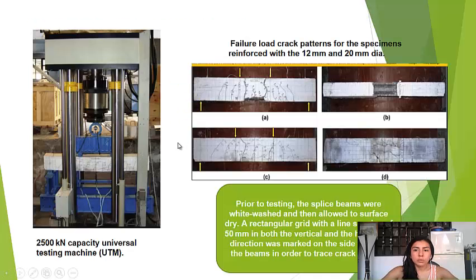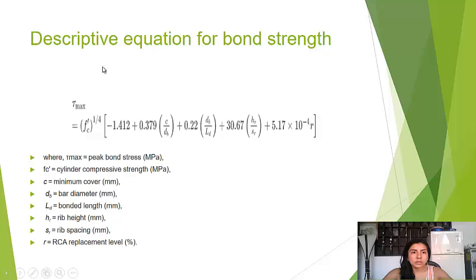Test setup. They were tested in flexure using a universal testing machine with a capacity of 2,500 kilonewtons. As a result of this test, the crack behavior was fundamentally similar across all the specimens. Descriptive equation for bond strength. Finally, as a result, a power equation provides the best representation of the effect on the resistance of recycled aggregate concrete.